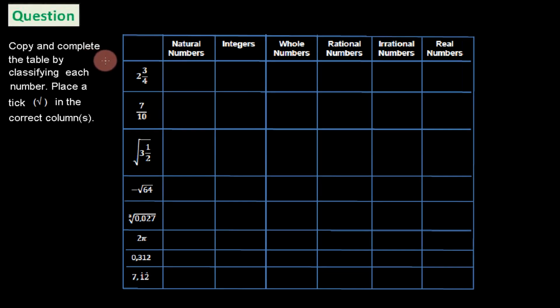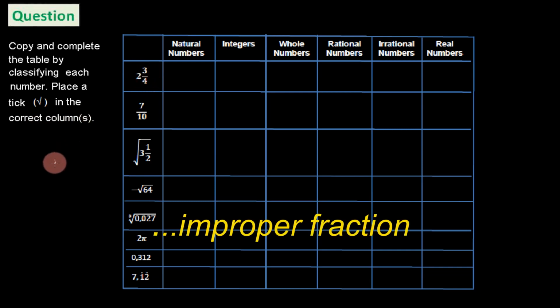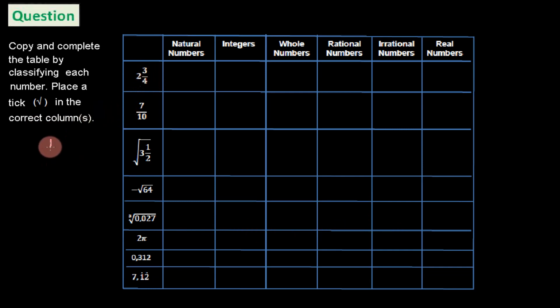So let's look at your answers to this question. We have to place a tick in the correct column or columns. 2 3/4 is a mixed number, and we can write it as a proper fraction. So 2 3/4 can be written as 11/4. So it's a fraction, and hence it's a rational number. Of course, the natural numbers, the integers and the whole numbers do not include fractions. Then all rational numbers are also real.